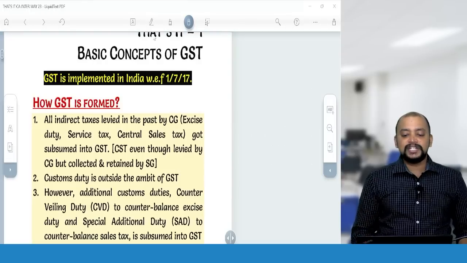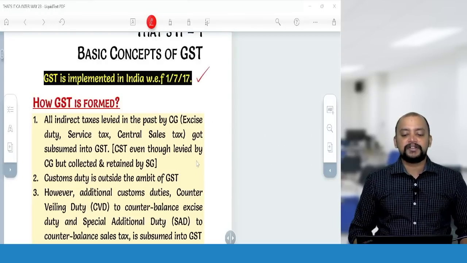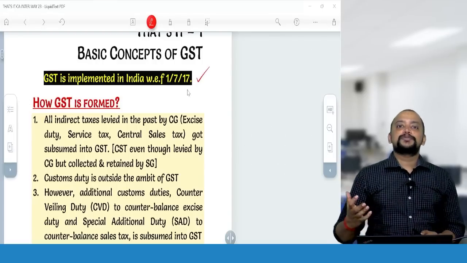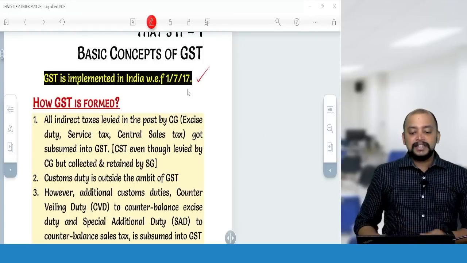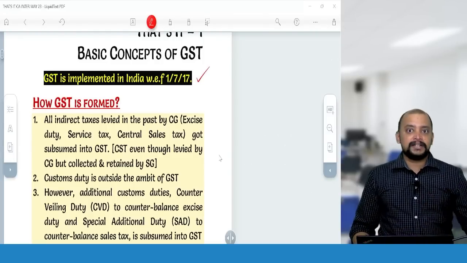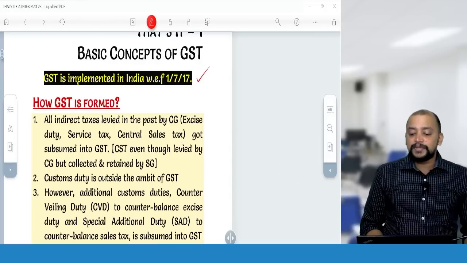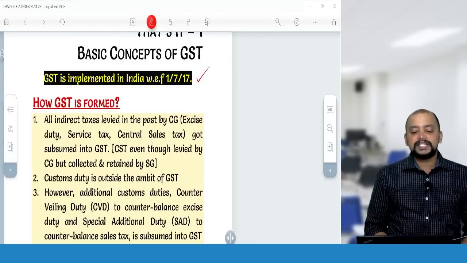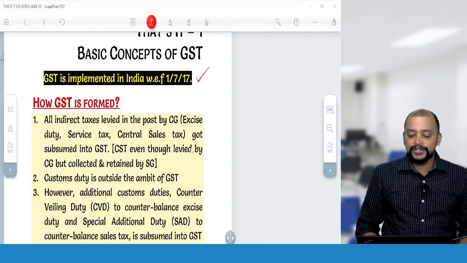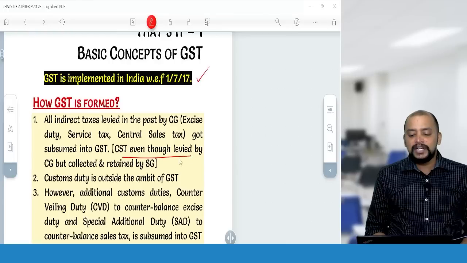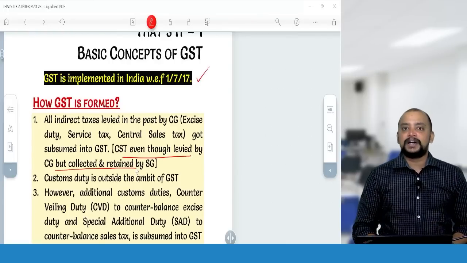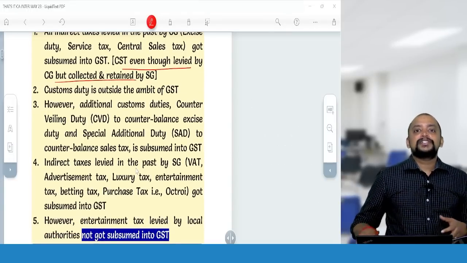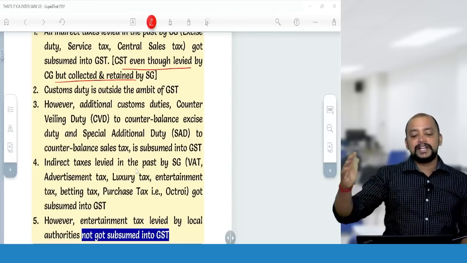So we need to know when GST was implemented from. GST was implemented with effect from 1/7/2017, and it was formed by subsuming various old indirect taxes, that is, all indirect taxes levied in the past by the central government except customs duty. Excise duty, service tax, and central sales tax were mainly subsumed into GST, and CST, even though levied by the central government, was collected and retained by the state government. Customs duty is not subsumed into GST; it is outside the ambit of GST.